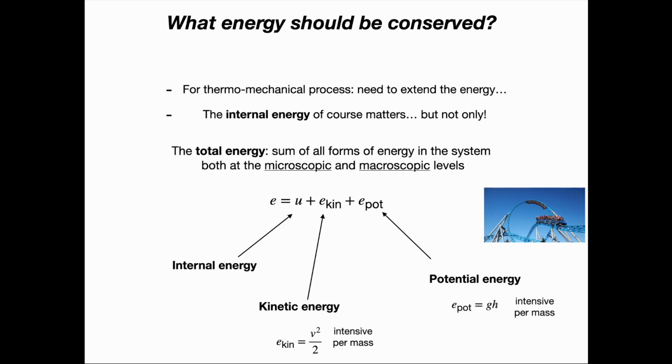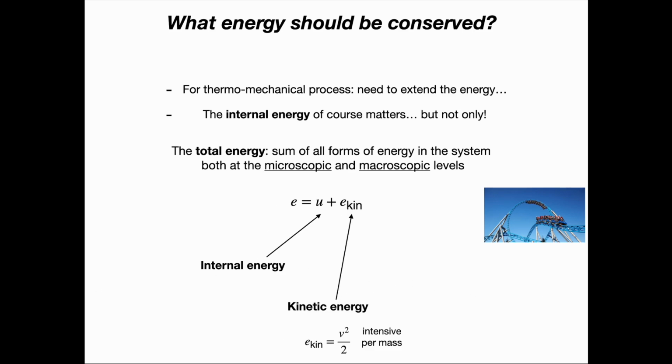In the following, we will only consider kinetic energy. To simplify the derivation, we neglect potential energy for the time being. So that's our reduced equation. E equals U plus E_kin. E_kin will be V squared divided by 2. So it's an energy in intensive unit, per mass.